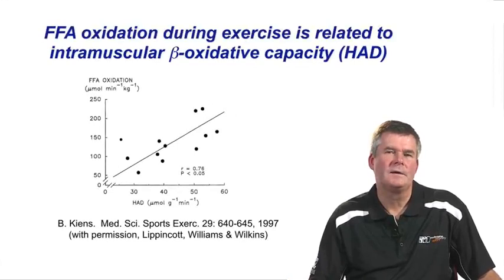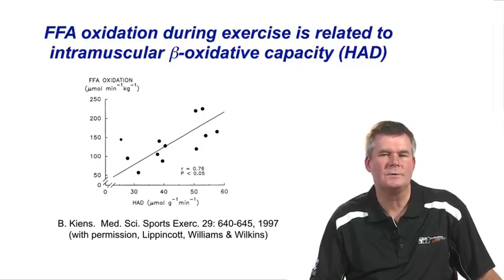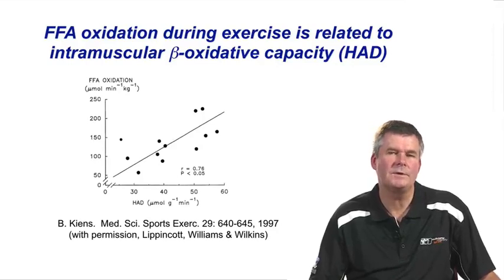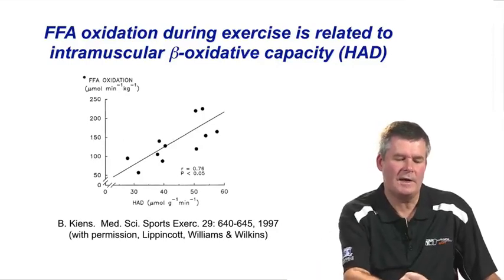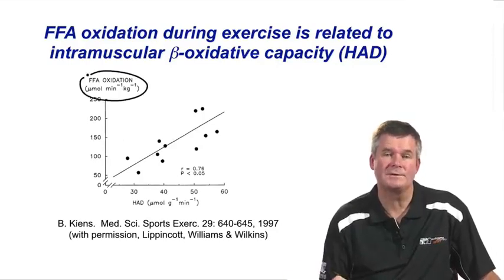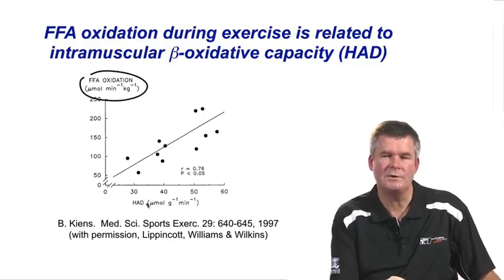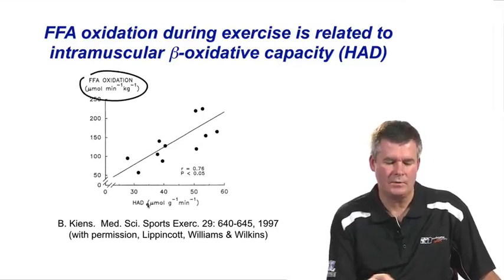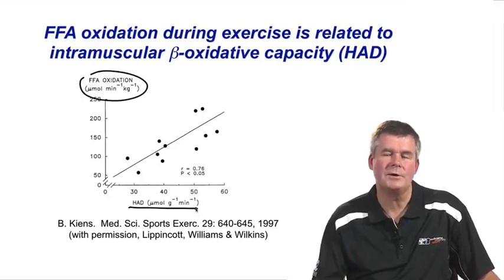And finally, how well a muscle can oxidize fatty acids is also a determinant of fatty acid uptake. And this will maintain the diffusion gradient into the mitochondria. And so here you can see the relationship between plasma fatty acid oxidation and the concentration of that enzyme HAD, which is involved in beta oxidation.